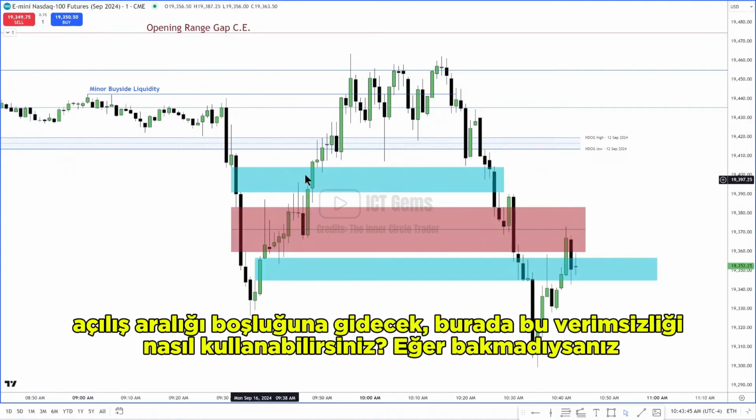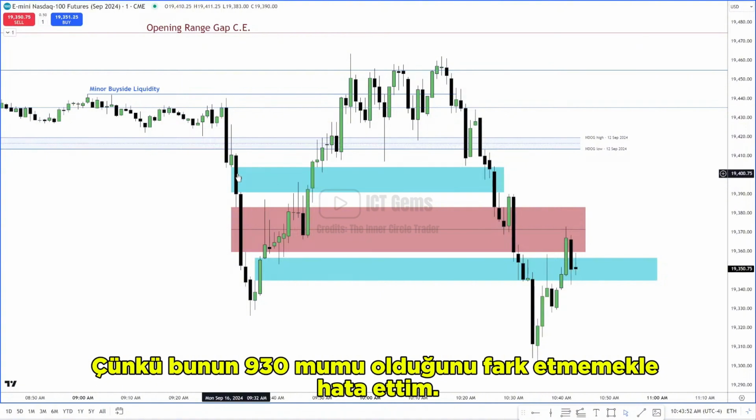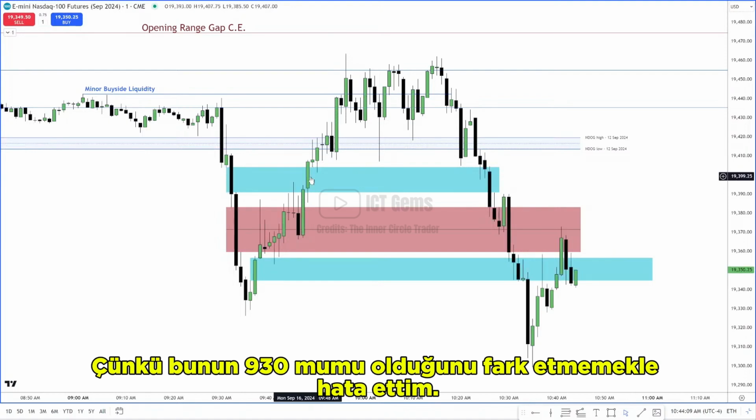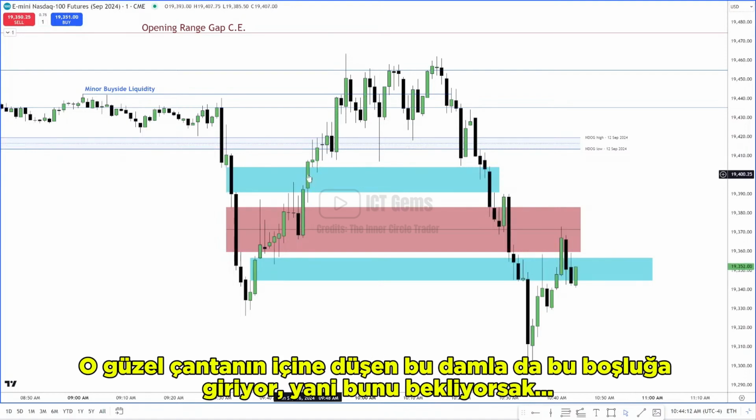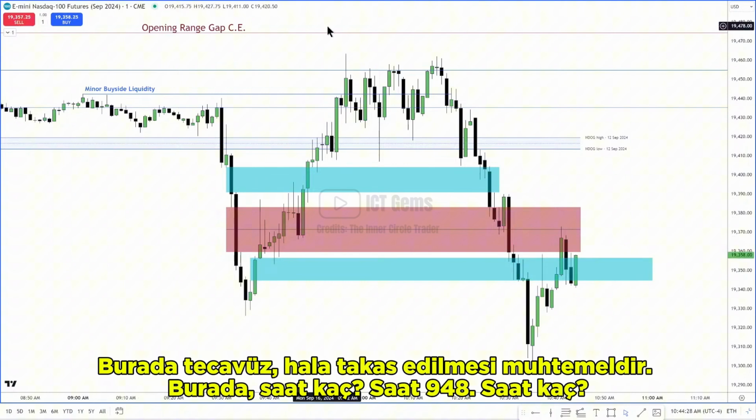So because we're thinking it's going to go up to the opening range gap, how can you use this inefficiency here? If you didn't look at the fair value gap like I outlined it when it was happening, and you were looking at this correctly, because I made the mistake of not recognizing that that was the 9:30 candle. The gap in here, this drop down into that fair value gap is also tapping into this gap, which is, if we're expecting it to go higher here, is this gap a sell? No. Why? Because the opening range gap midpoint or consequent encroachment is up here. It's still likely to be traded to.